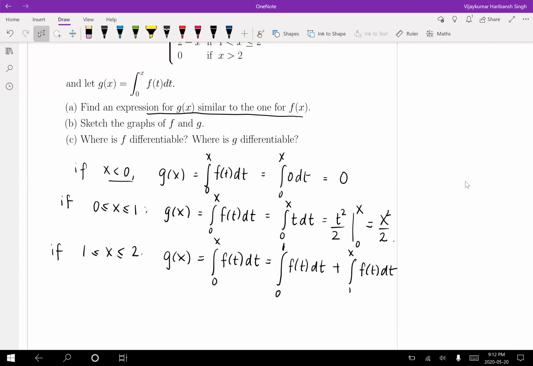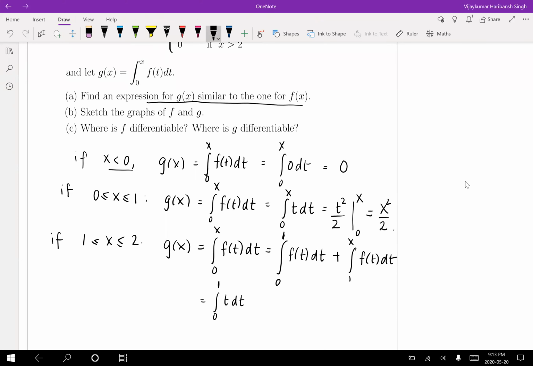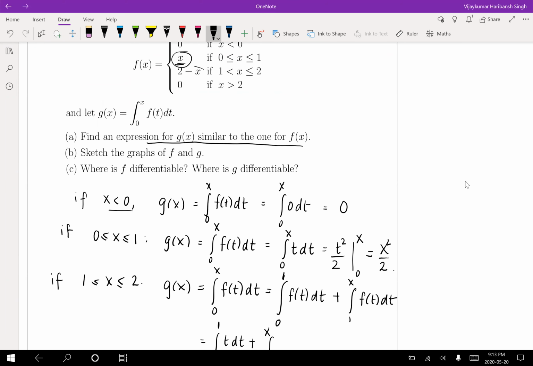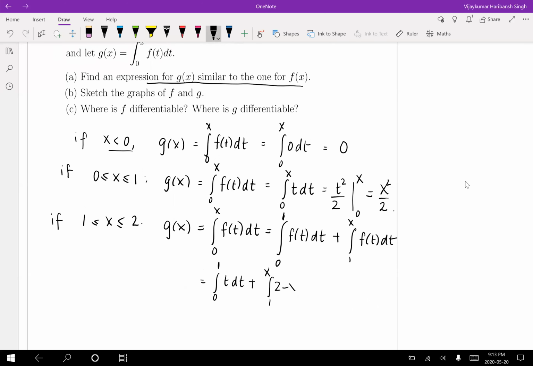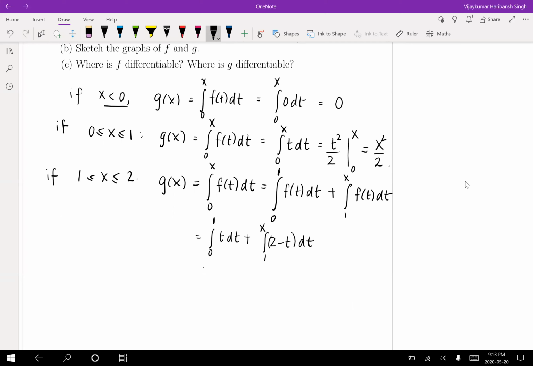So from 0 to 1, f of t is similarly t dt, right? That's because in this range 0 to 1 your function is defined as x, plus, from 1 to x. Now what is the definition of the function from 1 onwards? From 1 to 2, the definition of the function is 2 minus x. Sorry, we are doing it with a dt, so it will be 2 minus t dt. Now the first part is easy. You can see that this is going to be t squared by 2, from 0 to 1, plus 2t minus t squared by 2, from 1 to x.